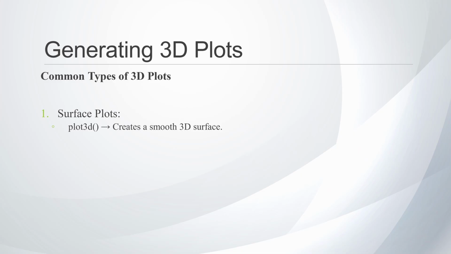There are different ways to visualize data in 3D. Surface plots, using the plot3d command, create smooth 3D surfaces useful for visualizing functions. Wireframe plots, using the plot3d1 command, show the structure of the surface without filling it, making it easier to see the grid.